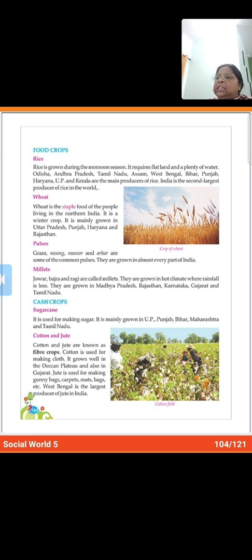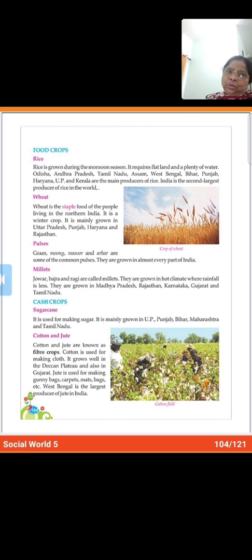So when are these grown? These are grown in hot climate and they include jowar, bajra and ragi. And you know that in hot climatic regions where less rainfall is there, it is grown there. Like Rajasthan, MP, that is Madhya Pradesh, Karnataka, then Gujarat, Tamil Nadu. Okay, so it is grown like this.